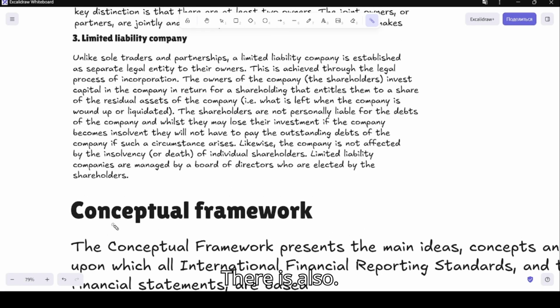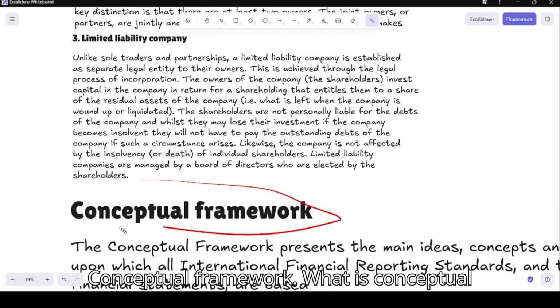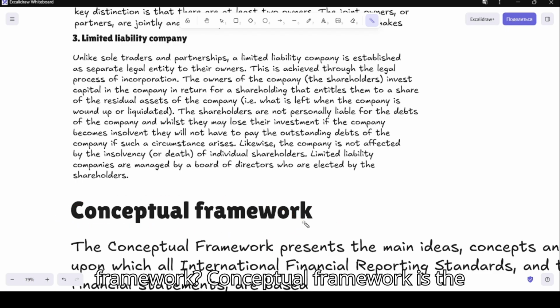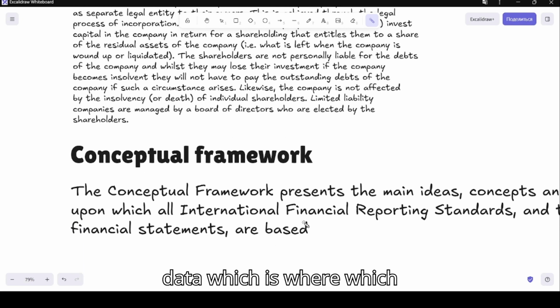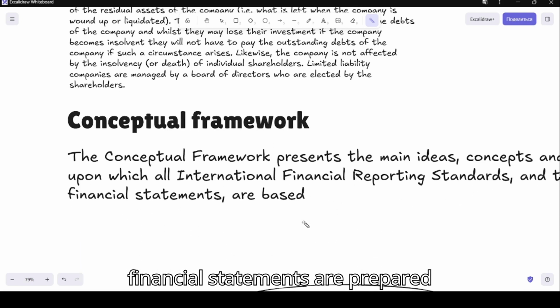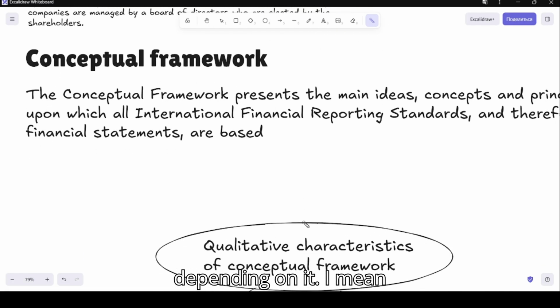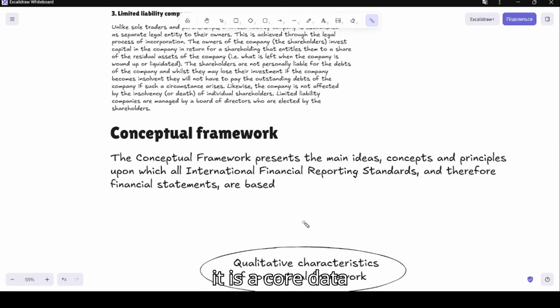There is also the conceptual framework. What is the conceptual framework? The conceptual framework is a data on which financial statements are prepared depending on it. It is a core data, right?